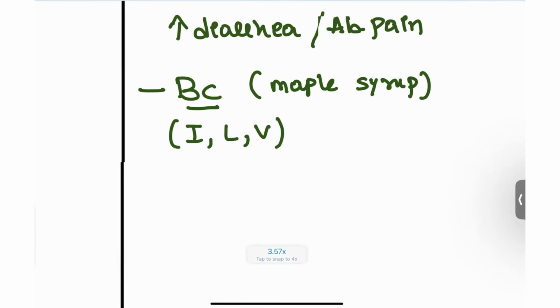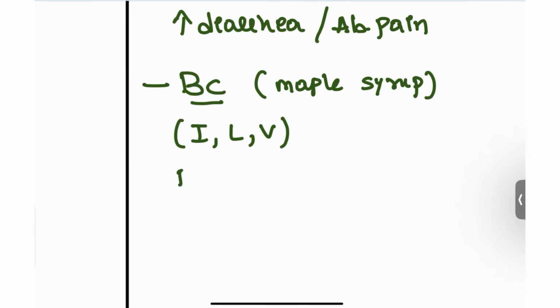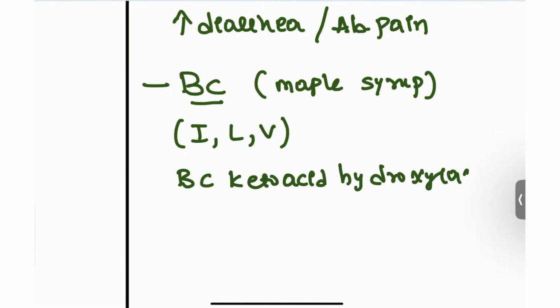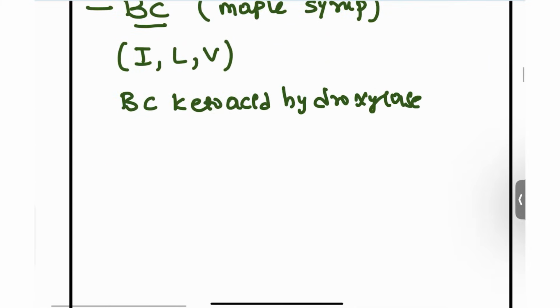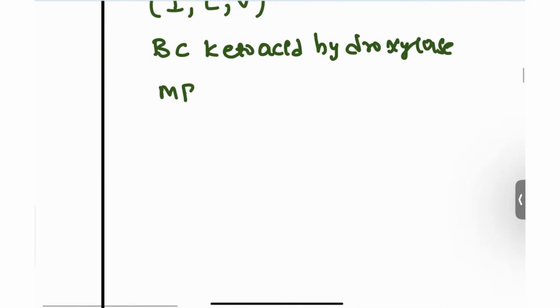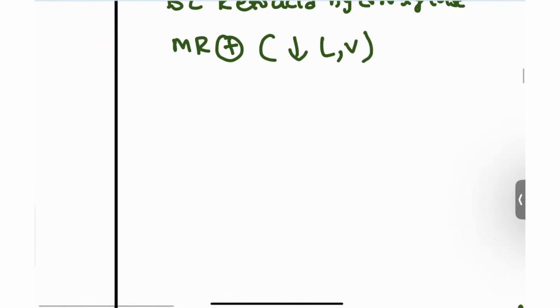What is the enzyme that is deficient in this? Branched chain keto acid hydroxylase. This is the commonly associated deficiency in maple syrup urine disease. And these patients also present with mental retardation due to leucine and valine as a culprit for this patient. Next, the other one, tyrosinemias.